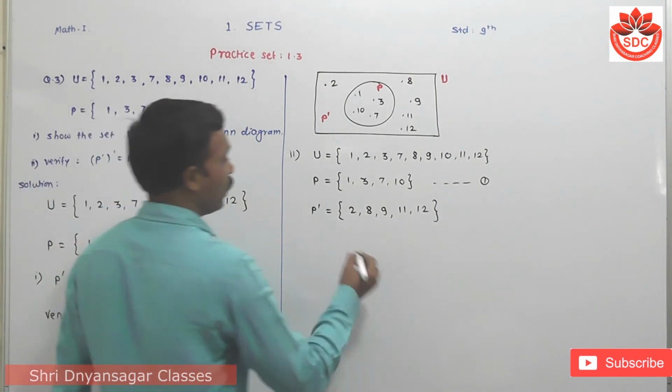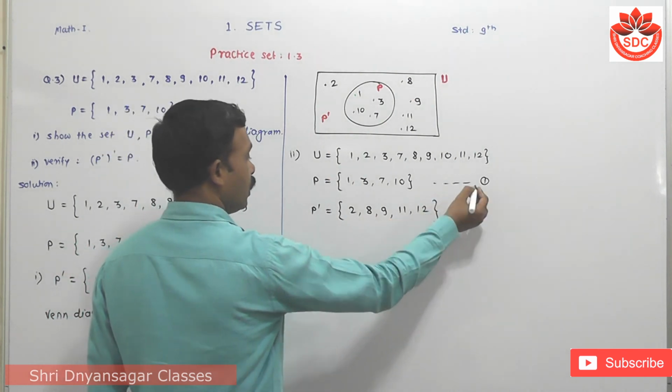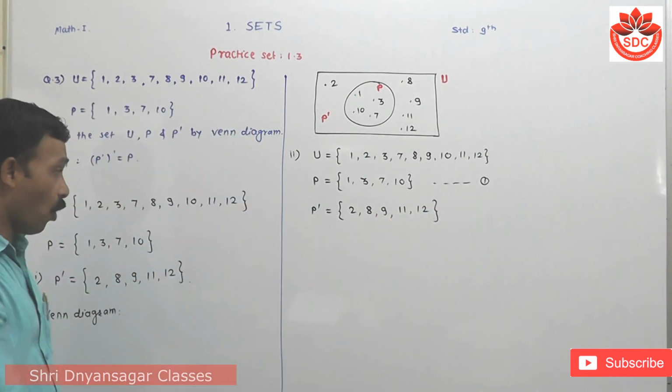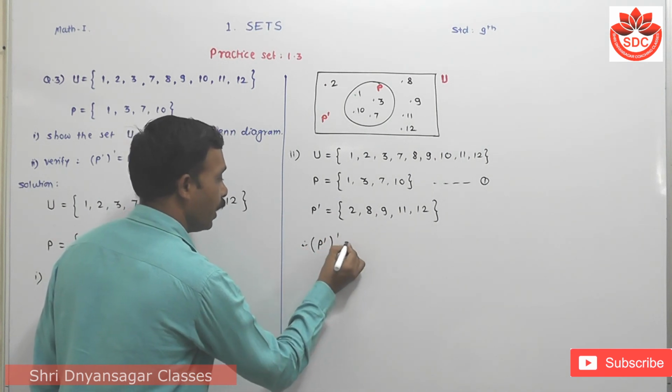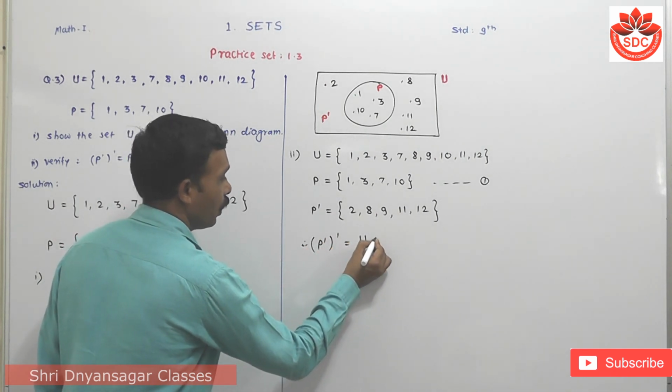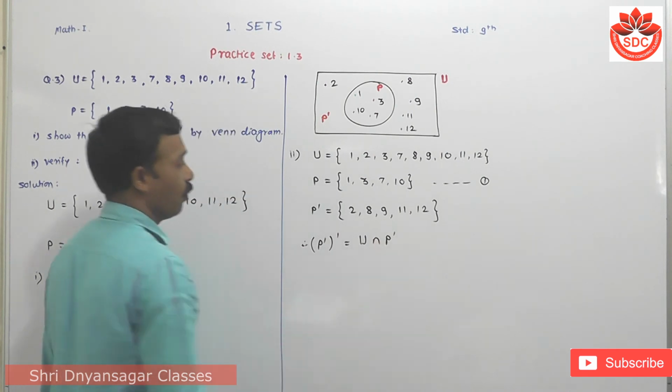Suppose that this is equation first, and we have to take its complement. So therefore the complement of P's complement is equal to U intersection P's complement.